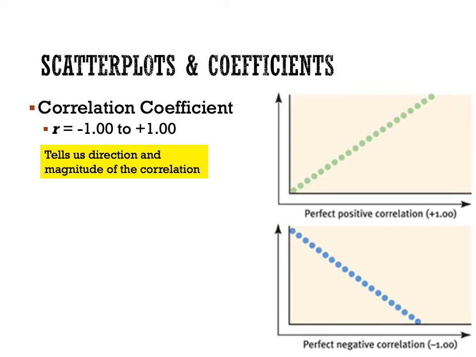R also tells us the magnitude of the correlation, or how strong the correlation is, how strong that relationship is. Again, the values of R range from -1 to 1. A value of 1 implies a perfect 1-to-1 correlation. The closer you are to 1 or -1, the stronger the association.